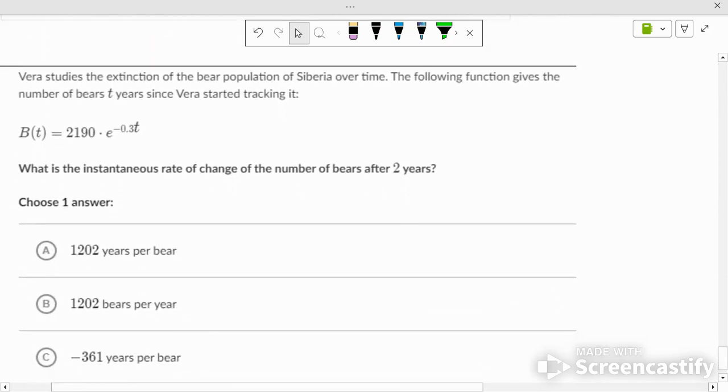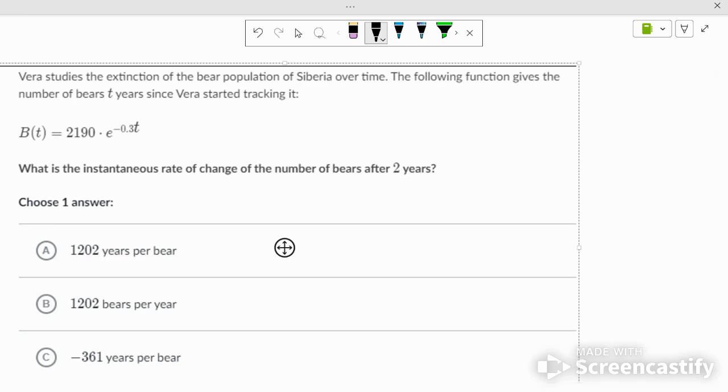Vera studied the extinction of bear populations of Siberia over time. The following function gives the number of bears since Vera started tracking it, and it's this. Instantaneous rate of change of the number of bears after 2 years. So it's the number of bears per year, not years per bear. Bears per year. So we have to figure this out. So we take the first derivative, which is 2190 times e to the negative 0.3t times negative 0.3. Exactly.